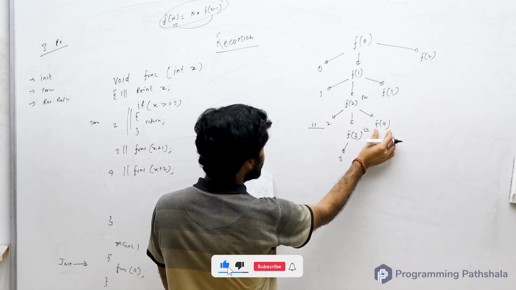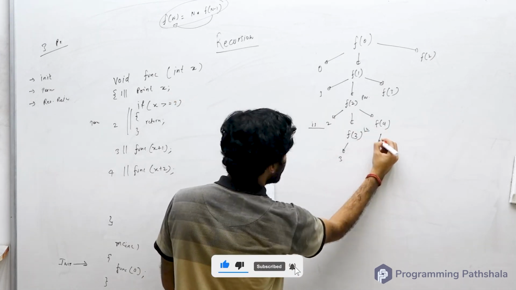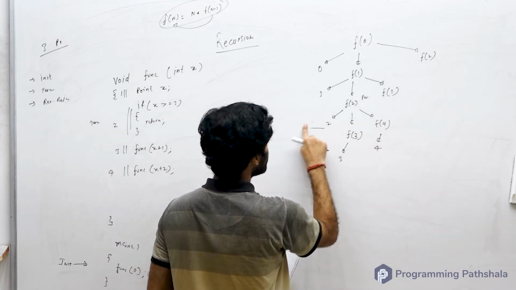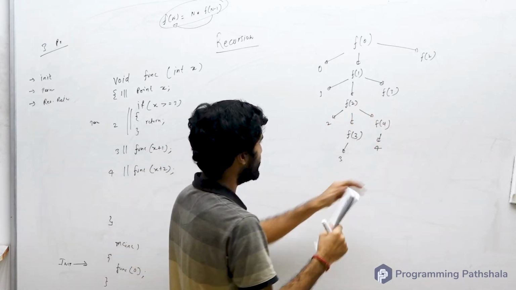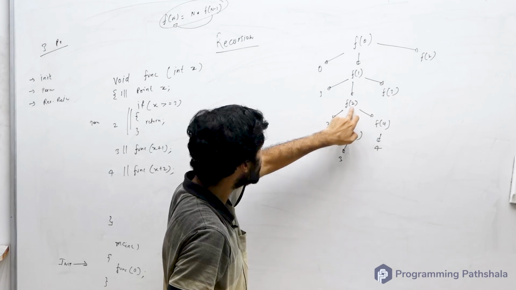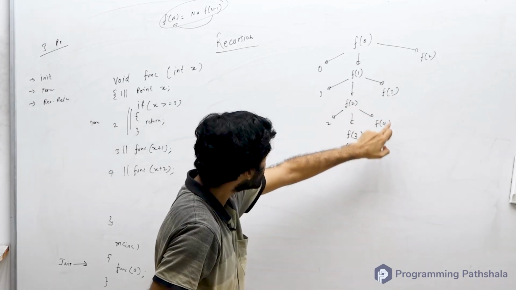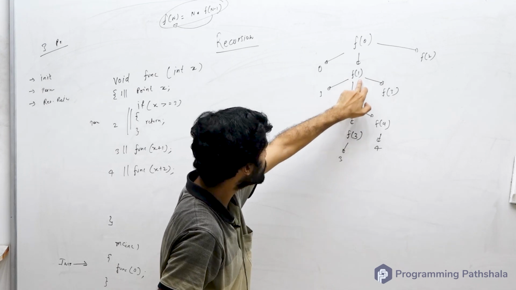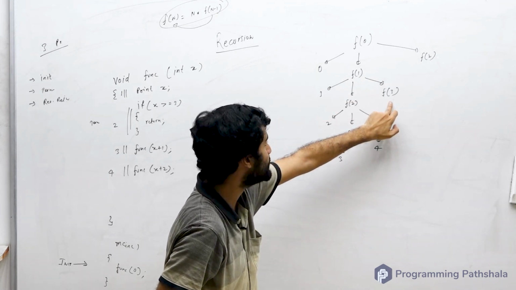And now what will happen? That f of 4 will print 4 and then this will also return, right? So f of 4 has also returned. So again, when this is returned, control comes here. Now this is over. F of 2 is entirely over. So now the control goes to this and this calls its next child, which is f of 3.